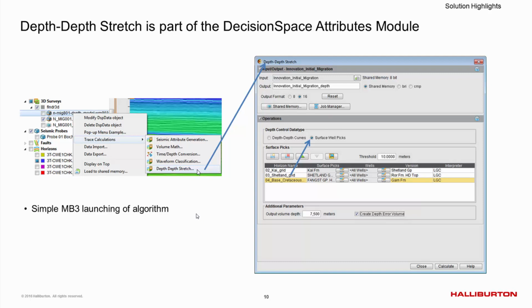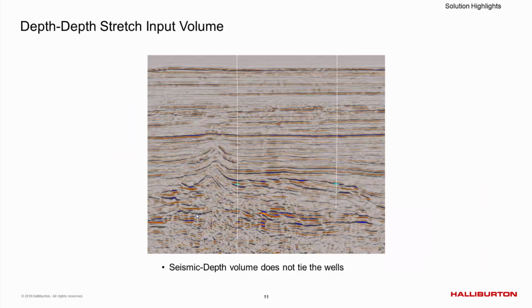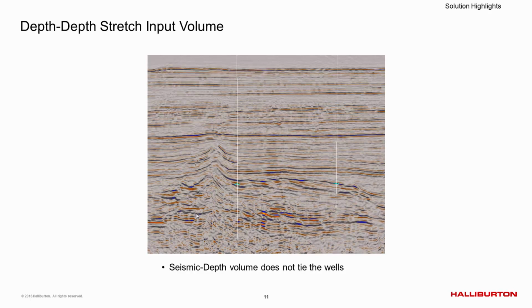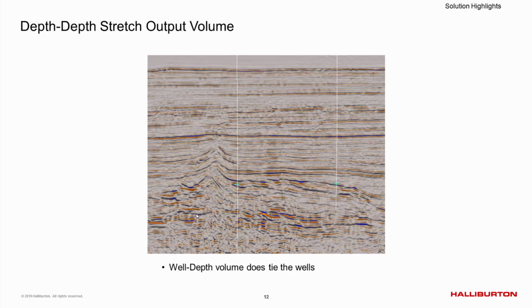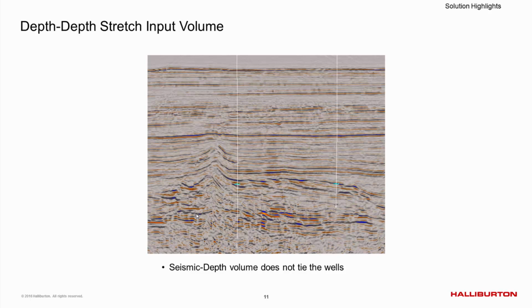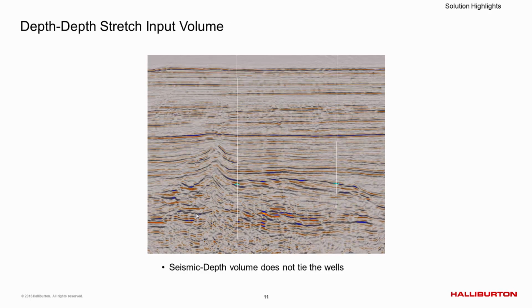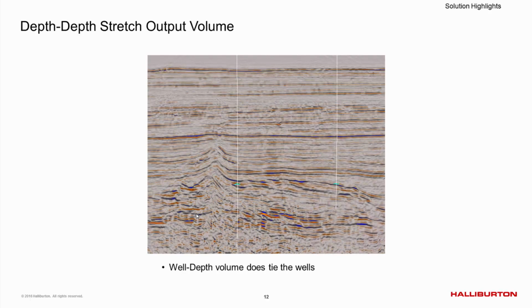So to run this, it's a simple mouse button 3 on a depth volume. You select depth stretch. You define your picks that you want to tie to, and it runs very similar to just time depth conversion, but instead of going from time to depth, we're going from bad depth to good depth, okay? And bad depth meaning untied seismic depth versus well-tied depth, okay? So it's a very simple workflow, and it allows us to not have to re-depth migrate the data, which could be $500,000 to do a re-depth migration.